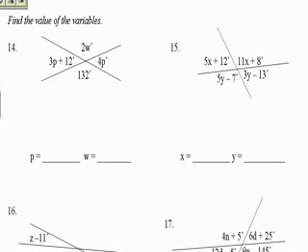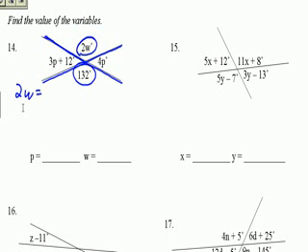The next few here ask you to find the value of the variables. There may be more than one. The first one, for example, we have p's and we have w's, so it's going to be a challenge. Now, the first thing we should look at is that we have two intersecting lines for this one. So we know that vertical angles, these two, are congruent. So 2w is equal to 132 degrees. We can divide by 2 on both sides and get w equals 66. And that would give us a nice solution here.